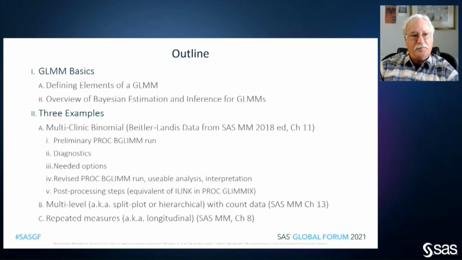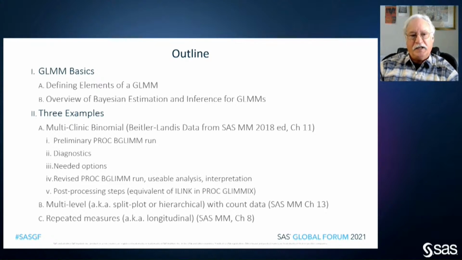By way of a roadmap of what we're going to be doing today, I'll spend a little bit of time talking about GLMM basics. What are the defining elements of a GLMM? I'll give you an overview of the difference between Bayesian estimation and inference and the frequentist approaches that PROC Mixed and PROC GLIMMIX used. And then we'll get into three examples. All of the examples are from the SAS for Mixed Models book, the 2018 edition. The first example will be a multi-clinic binomial data set that's in chapter 11.